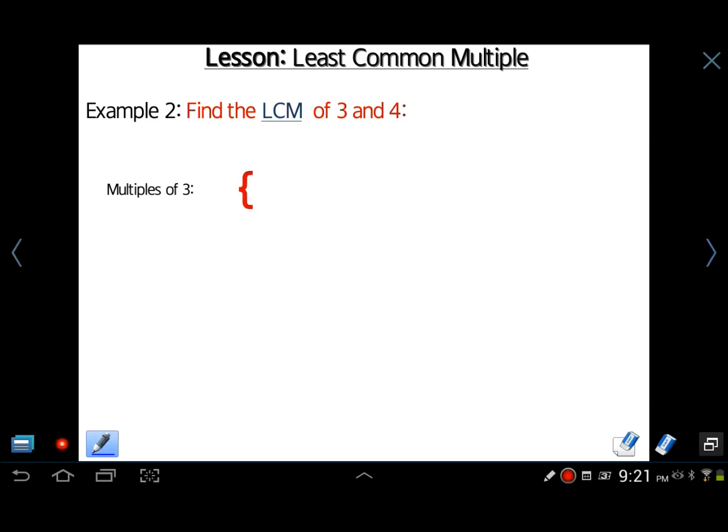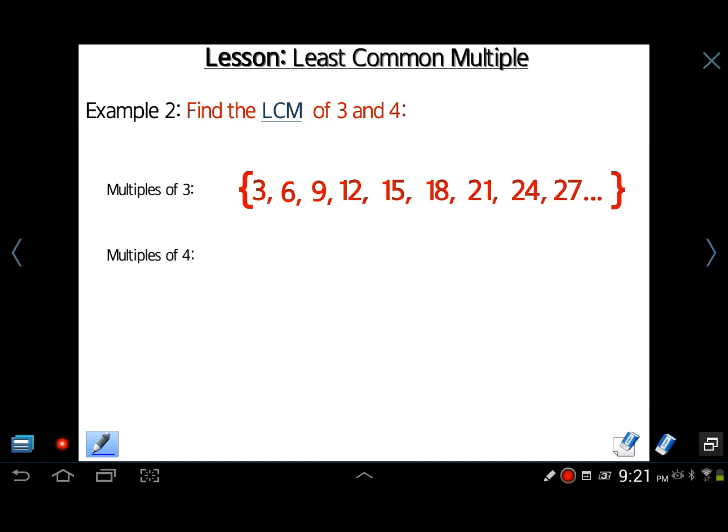List out the multiples of 3: 3, 6, 9, 12, 15, 18, 21, 24, and on and on. I'm going to list off several multiples of 4: 4, 8, 12, 16, 20, 24, etc. So find the LCM of 3 and 4.